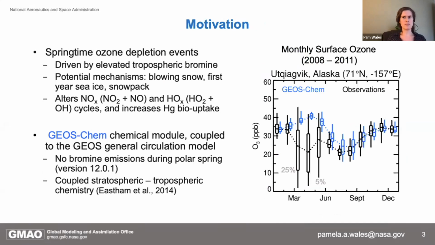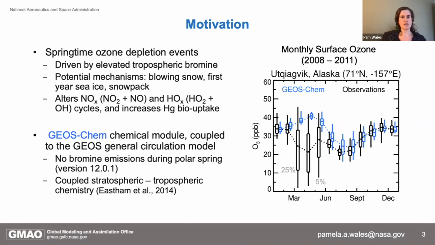As I mentioned, there's near complete removal of surface ozone. On the right, I have in black observations collected at Utqiagvik along the northern coast of Alaska. This is over a 4-year period. During polar spring, there are these events where ozone is near zero. In blue is GEOS-Chem, using a version of the GEOS-Chem mechanism that doesn't include polar emissions of bromine, and it's really just not capturing these low ozone events.